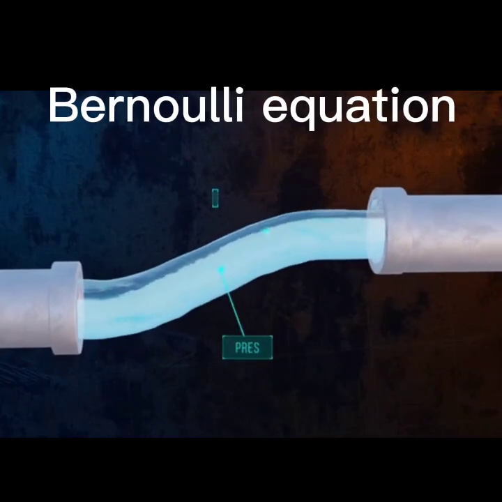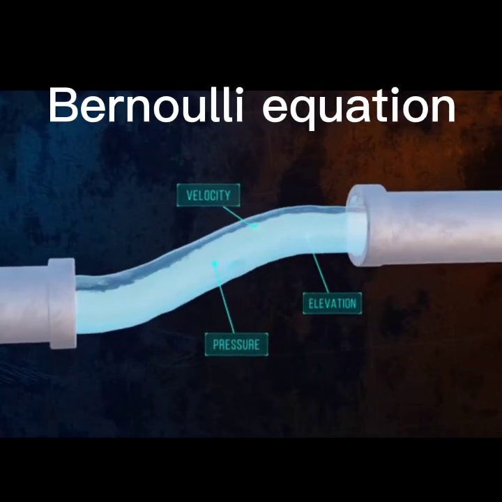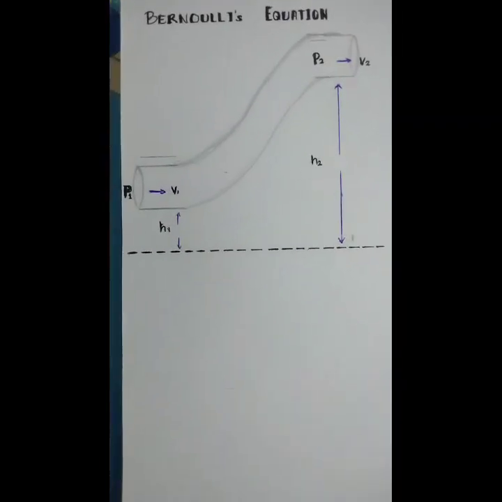Bernoulli put pressure, velocity, and elevation into an equation. So in the Bernoulli equation, Bernoulli gets the pressure of the fluid, the velocity of the fluid, and the height of the fluid from a certain point. It will look like this.